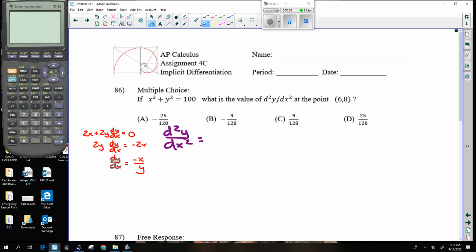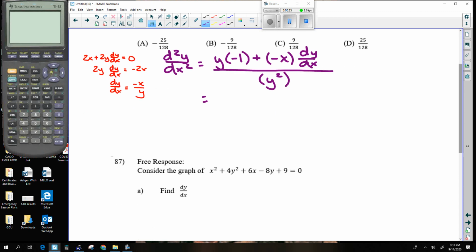So bottoms up, derivative of the top, plus leave the top alone, derivative of the bottom, all over bottom squared. And so this is going to be negative y minus x dy/dx, which is negative, a little bit closer. So this is negative y over x all over y squared.